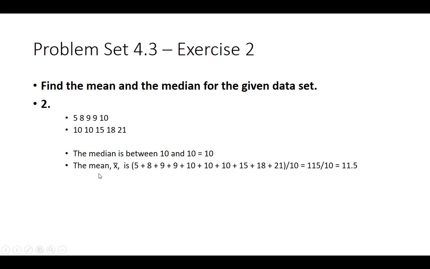The mean, X bar, add them all up and divide by how many we have. So we're adding them all up and dividing by 10. 5 plus 8 plus 9 plus 9 plus 10 plus 10 plus 10 plus 15 plus 18 plus 21 is 115. 115 divided by 10 gives us an X bar, a mean of 11.5.